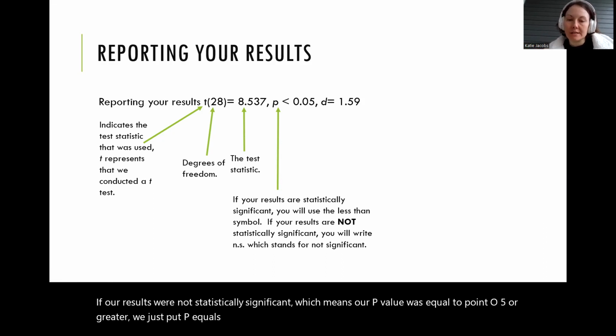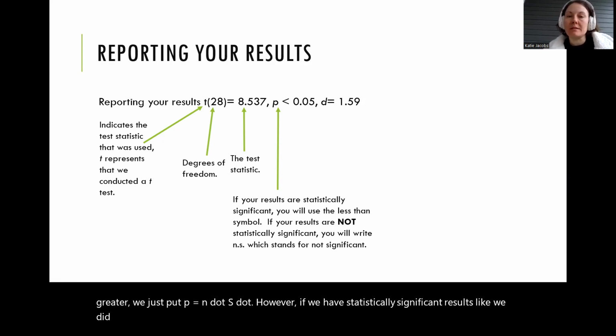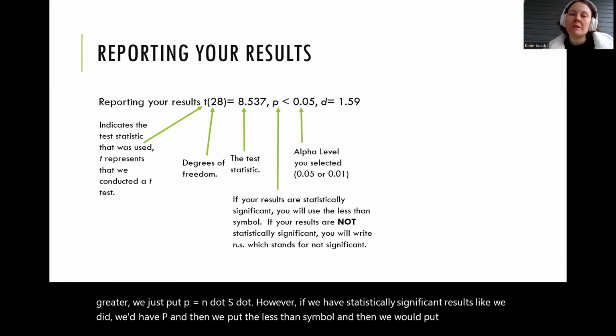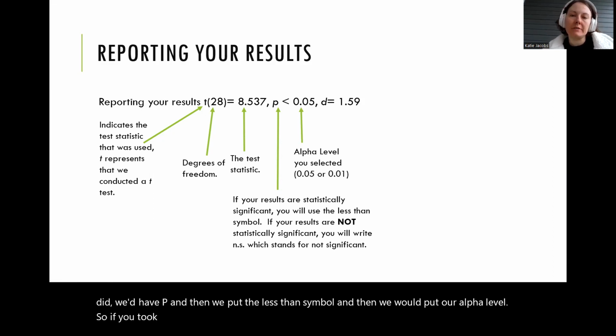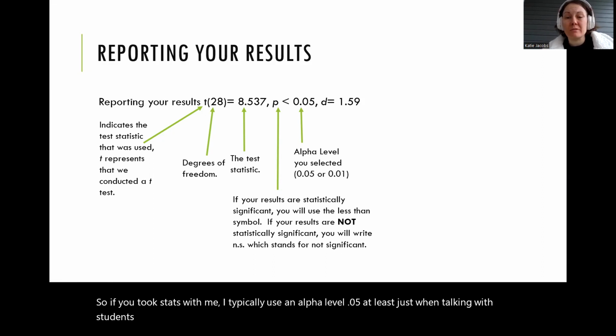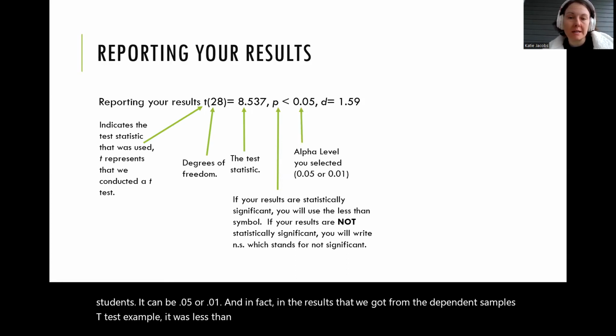However, if we have statistically significant results like we did, we'd have p, then the less than symbol, and then we would put our alpha level. If you took stats with me, I typically use an alpha level of 0.05, at least when talking with students. It can be 0.05 or 0.01. And in fact, in the results we got from the dependent samples t-test example, it was less than 0.01, so you could actually put that as well.